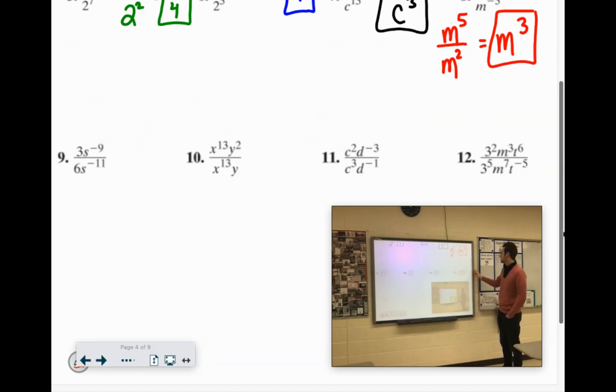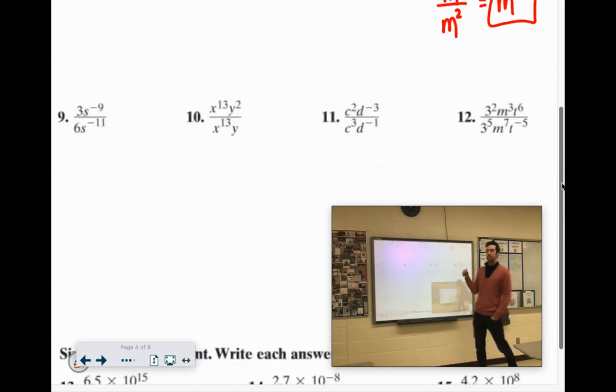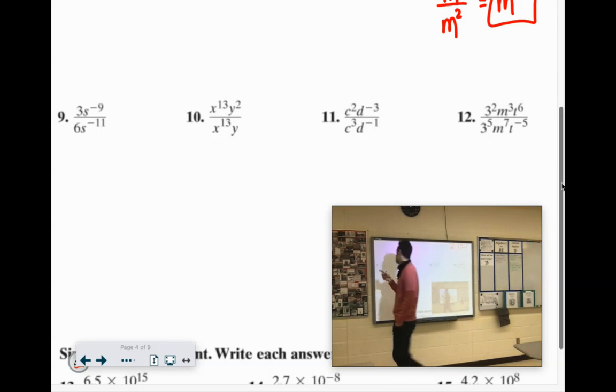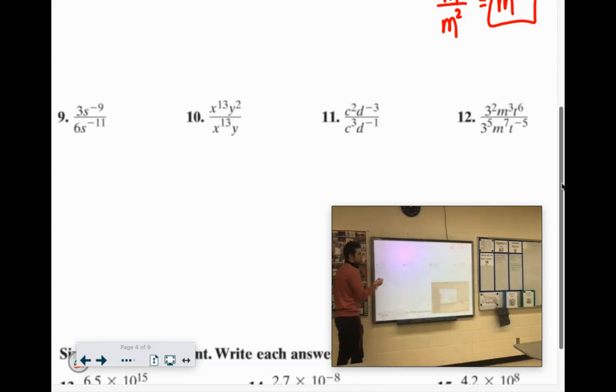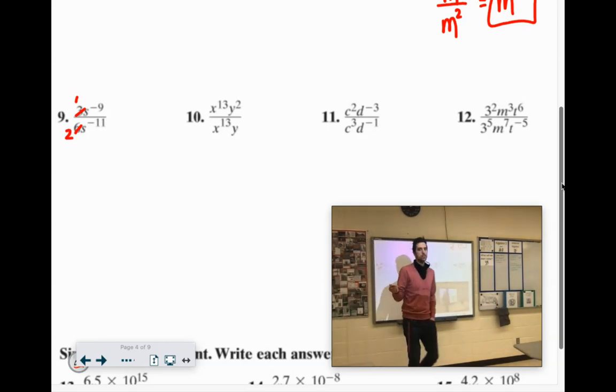All right, now on number 9, you have these numbers out in front. This is why we practiced in the beginning. If you had 3 over 6, you would reduce that fraction to 1/2. So you simplify the regular numbers just normally.